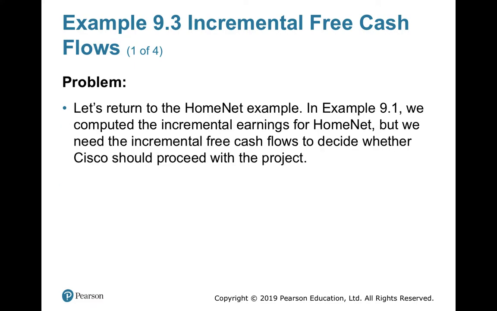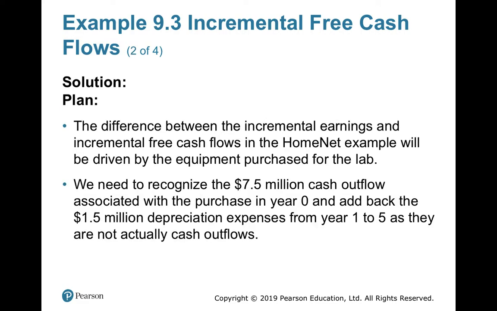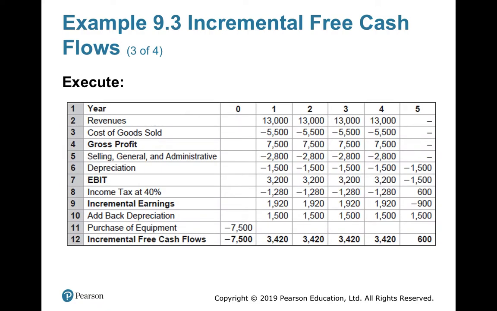Now let us go to the HomeNet example, where we have calculated incremental earnings before, and now the depreciation which was deducted we will add back. Up to line 9 we have discussed: revenue is 13 million minus cost 5.5 million, gross profit 7.5 million, SG&A 2.8 million, depreciation minus 1.5 million, EBIT is 3.2 million. Income tax is 40% of the EBIT, so 1.280 million from year 1 to year 4.